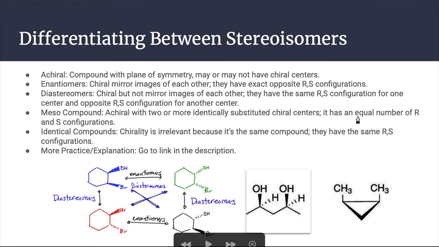The reason that having an equal number of R and S configurations works is because meso compounds are optically inactive. If you remember from what I said earlier, the R and S configuration determines the properties of some compounds, like optical activity. For something to be optically inactive, it either does not have chiral centers or it has chiral centers that cancel each other out, so the R's and S's cancel each other out. It's a known fact that meso compounds are optically inactive, so that's something you'll need to memorize at some point.